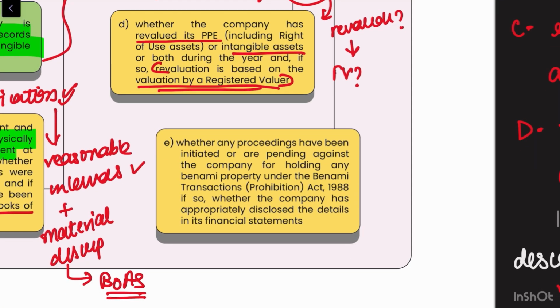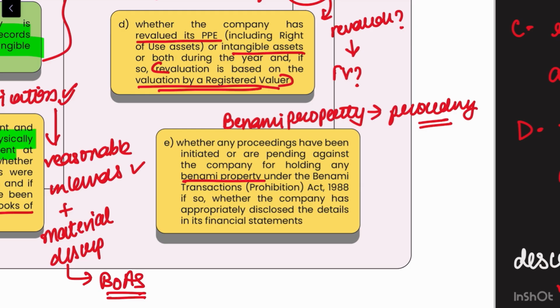The next part is whether any proceedings have been initiated against the company with regards to Benami property or not. So this part covers the details about the Benami property. We have to tell if the company is holding any Benami property and there have been any proceedings against the company or not, and the proper disclosure of this as well. So if it has been properly disclosed or not, it also needs to be covered.